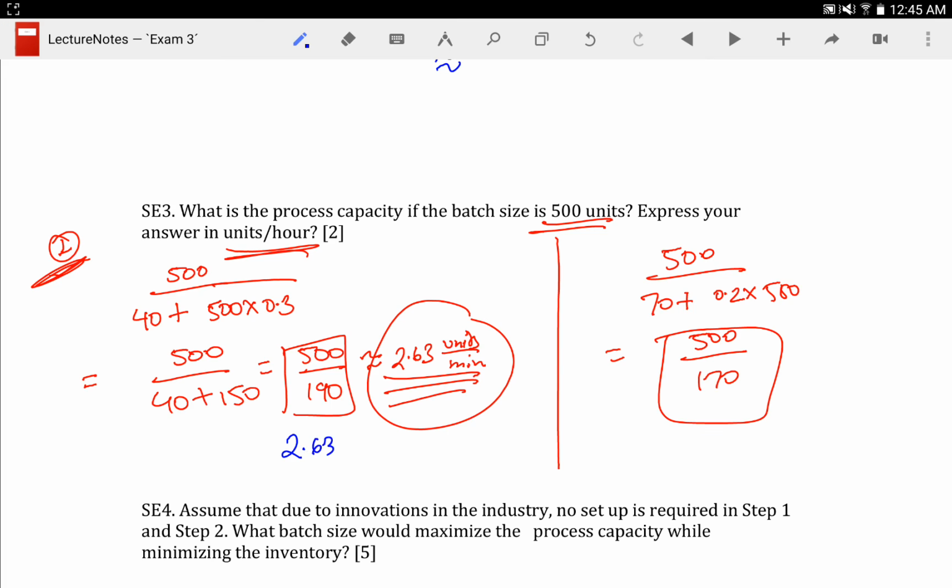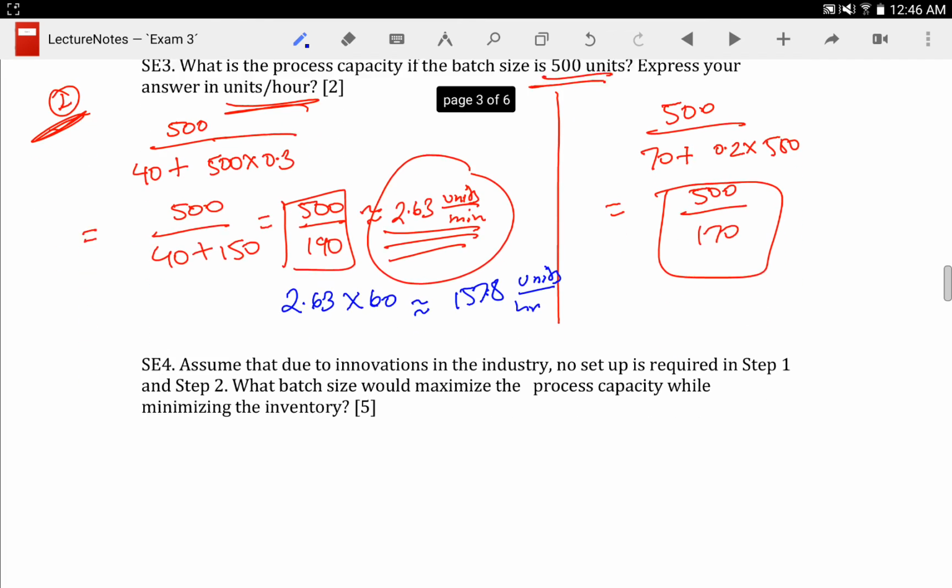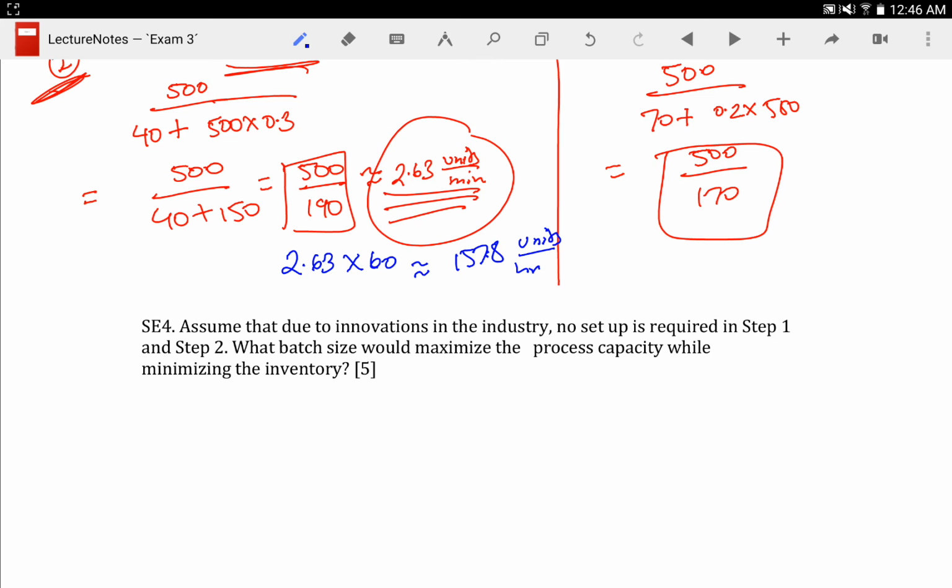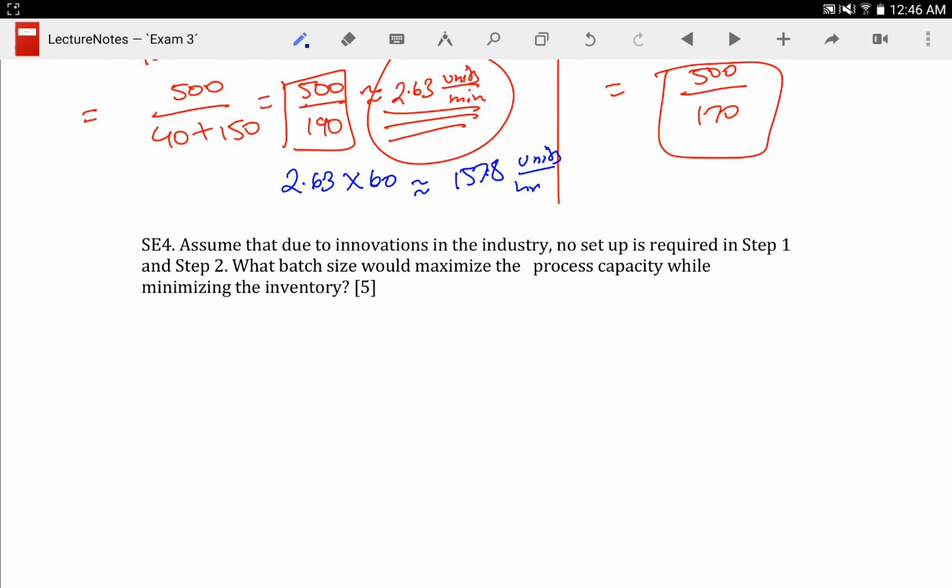So 2.63 times 60 comes out to be about 157.8. Again, because of rounding, you might have a slightly different answer. Units per hour. All right. Assume that due to innovation in the industry, no setup is required in 1 and 2. What should be the best size?